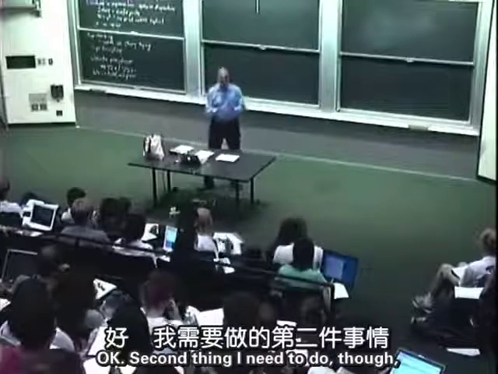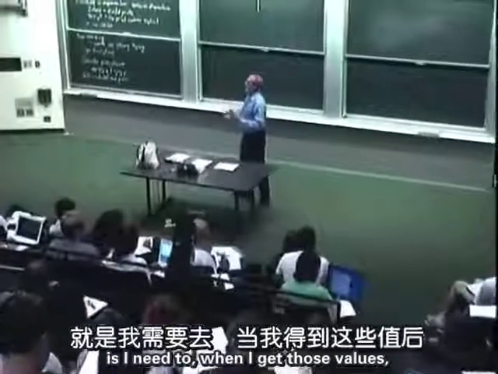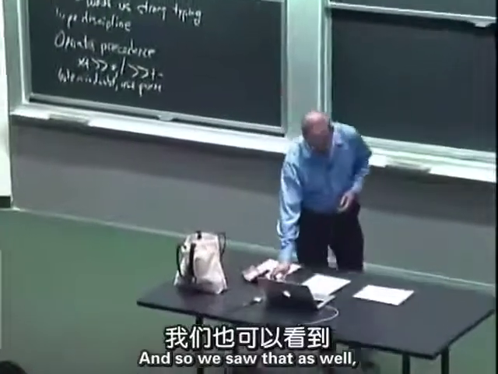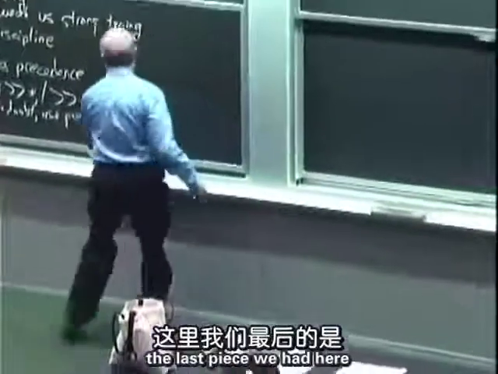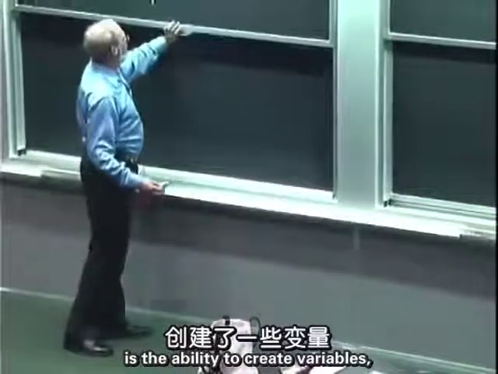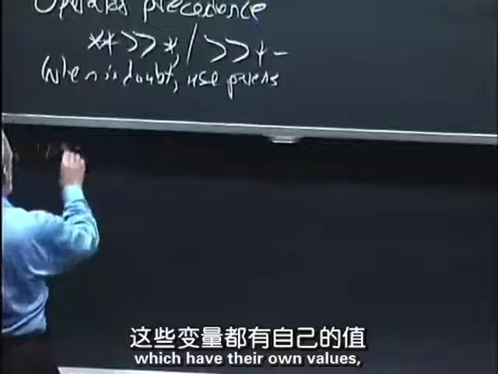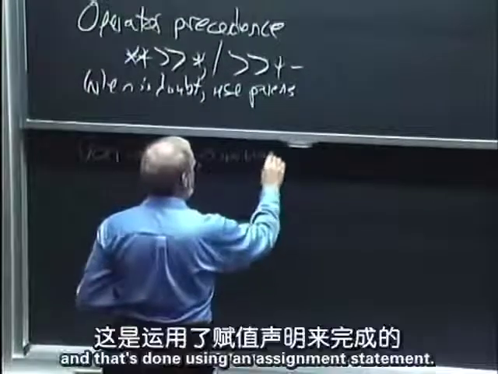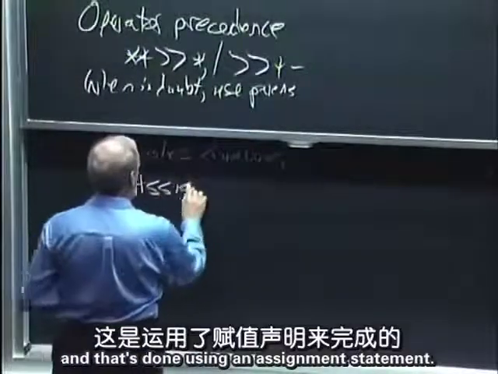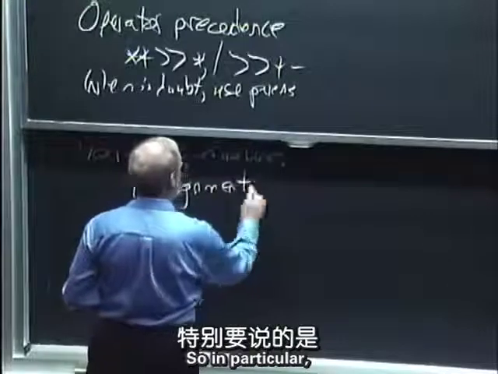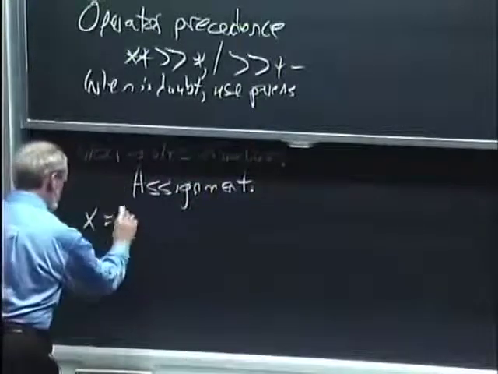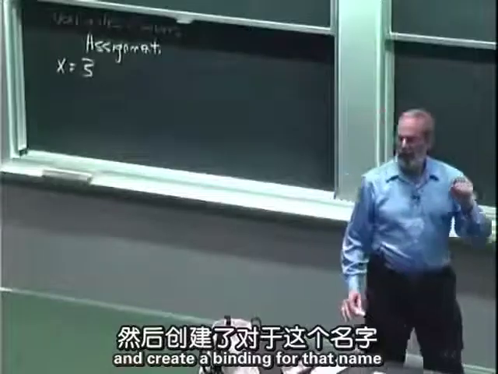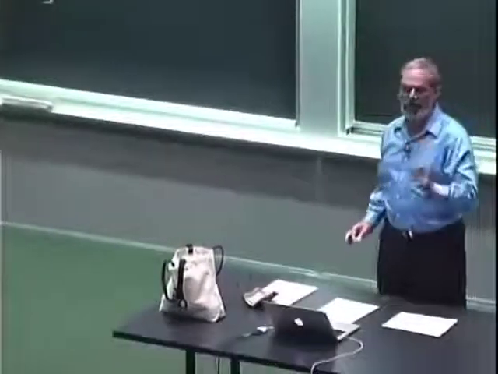Okay. Second thing I need to do, though, is when I get those values, I want to hang on to them. I'd like to give them a name so I can refer to them in other places. And so we saw that as well. The last piece we had here was the ability to create variables, which have their own values. And that's done using an assignment statement. So in particular, that is an assignment statement. It says take the name x and create a binding for that name to the value of the sub-expression.